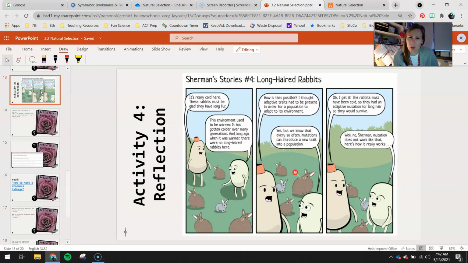How is that possible? I thought adaptive traits had to be present in order for a population to adapt to its environment. Yes, but we know that every so often mutations can introduce a new trait into a population. So you guys can see that little red indicator showing he had a mutation. Oh, I get it. The rabbits must have been cold, so they had an adapted mutation for long hair so they could survive. Well, no, Sherman. Mutation doesn't really work like that.